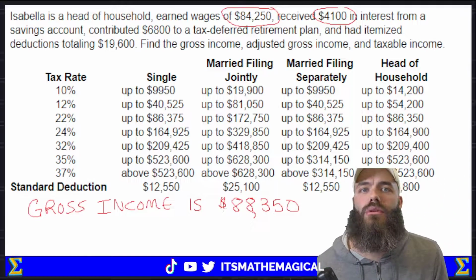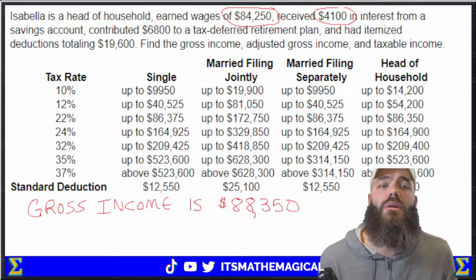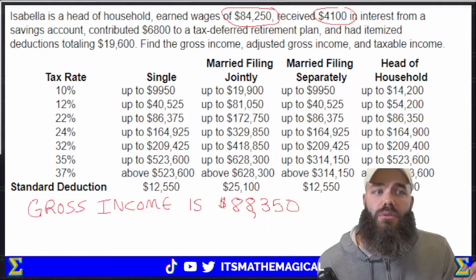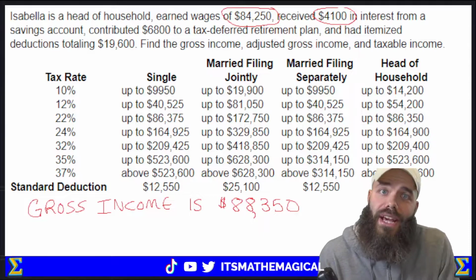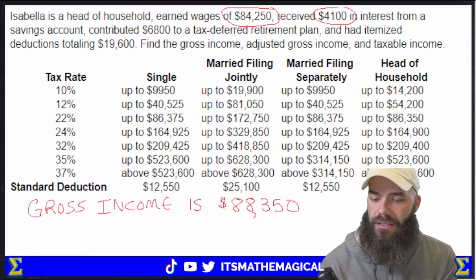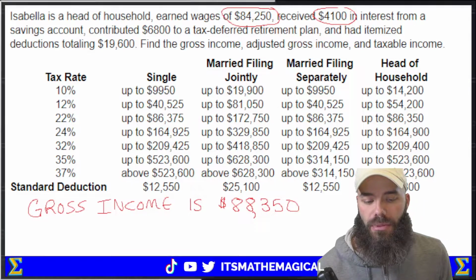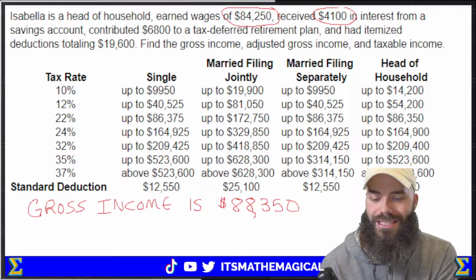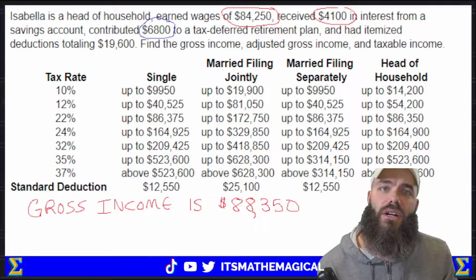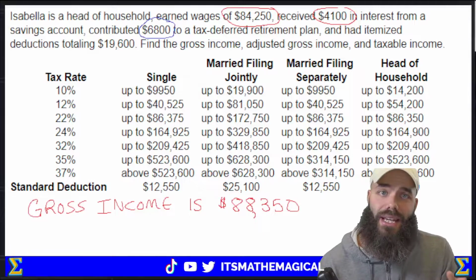Now we need to find her adjusted gross income. So the adjusted gross income comes from taking the gross income and subtracting any contributions you have made to retirement accounts or any other tax-deferred plans. So if we read through our situation, we see that she contributed $6,800 to a tax-deferred retirement plan. The $6,800 is going to be subtracted from her gross income to get her adjusted gross income. That's the only thing she has contributed into a tax-deferred plan.